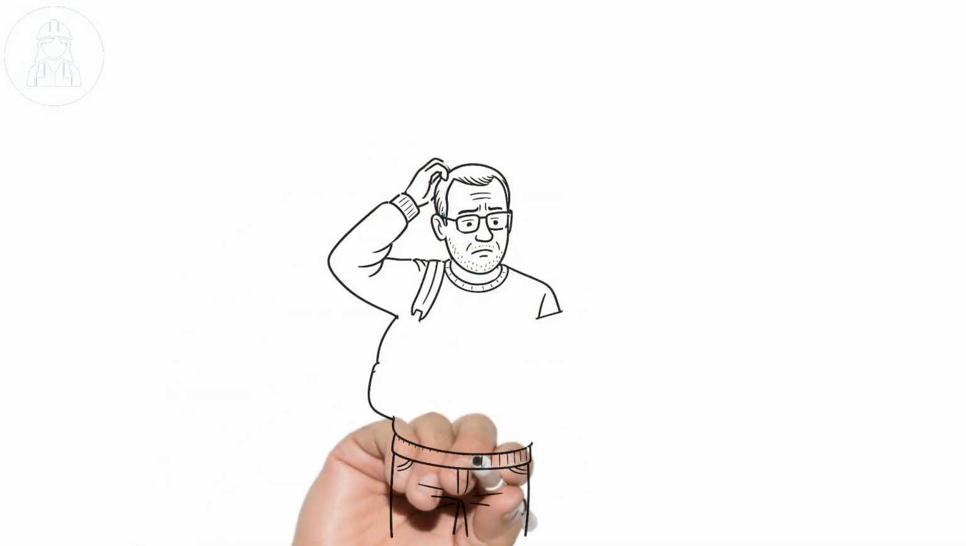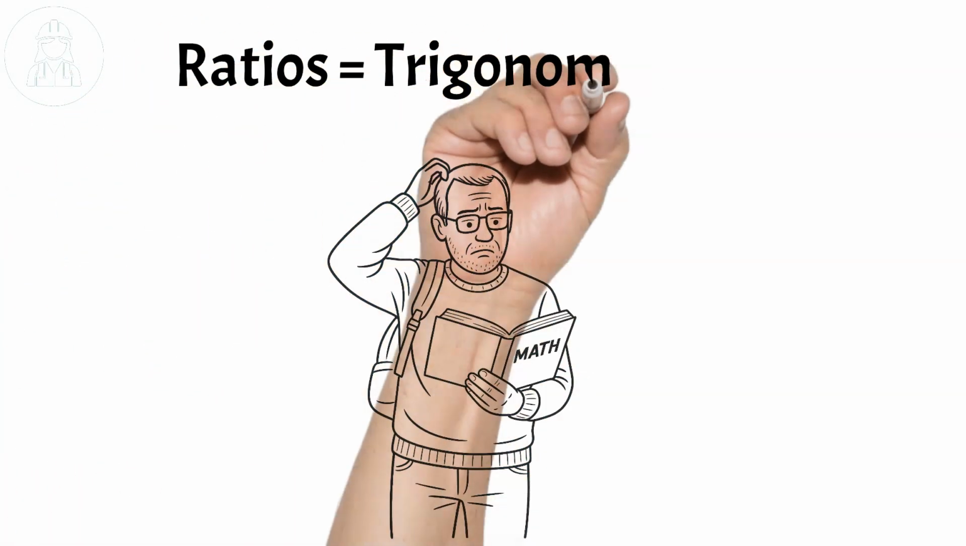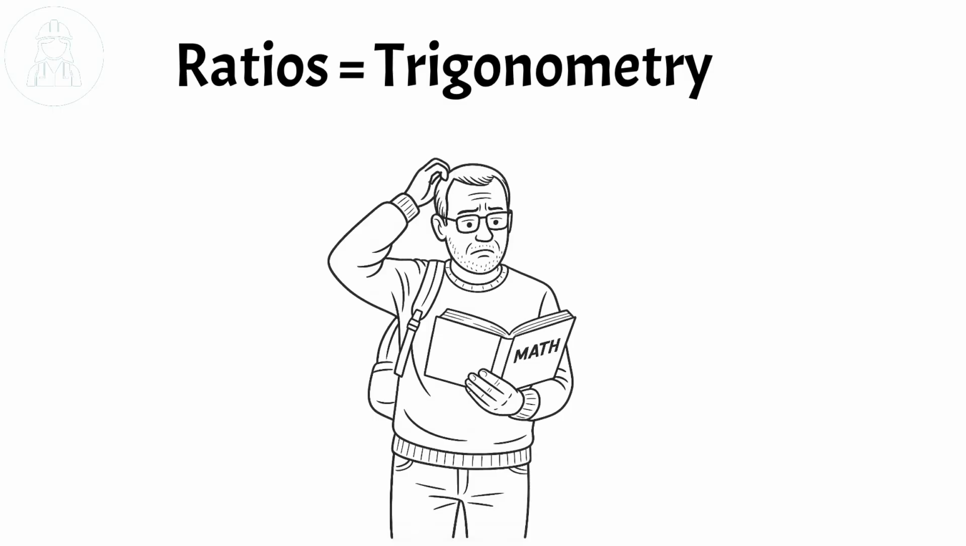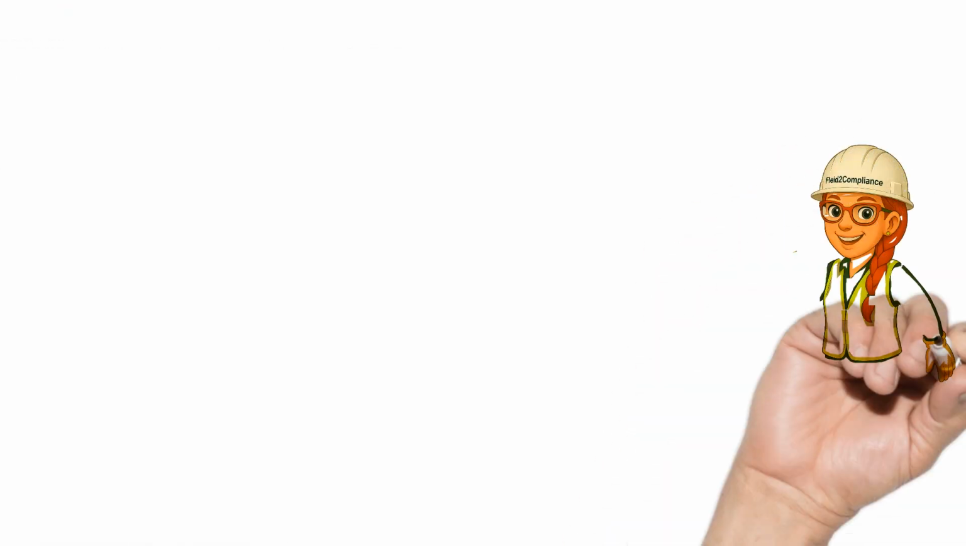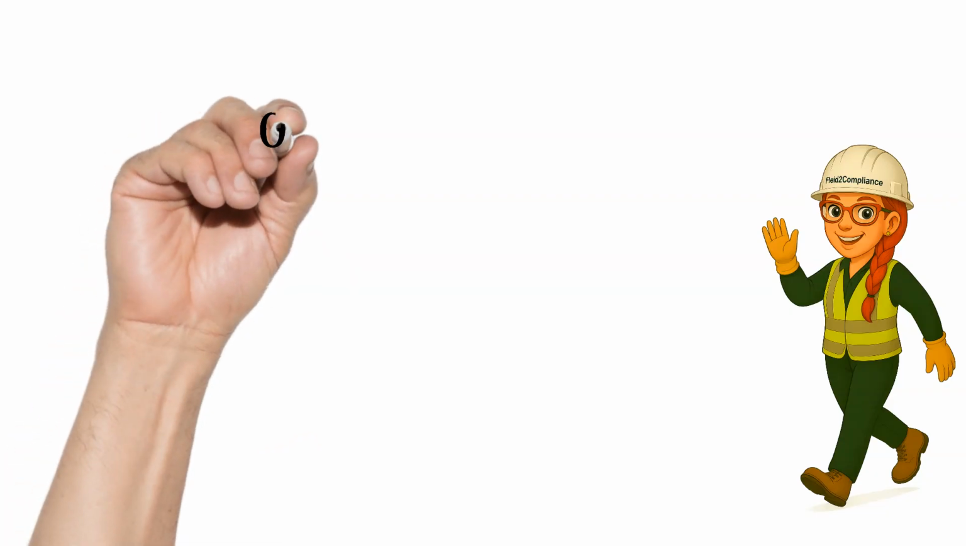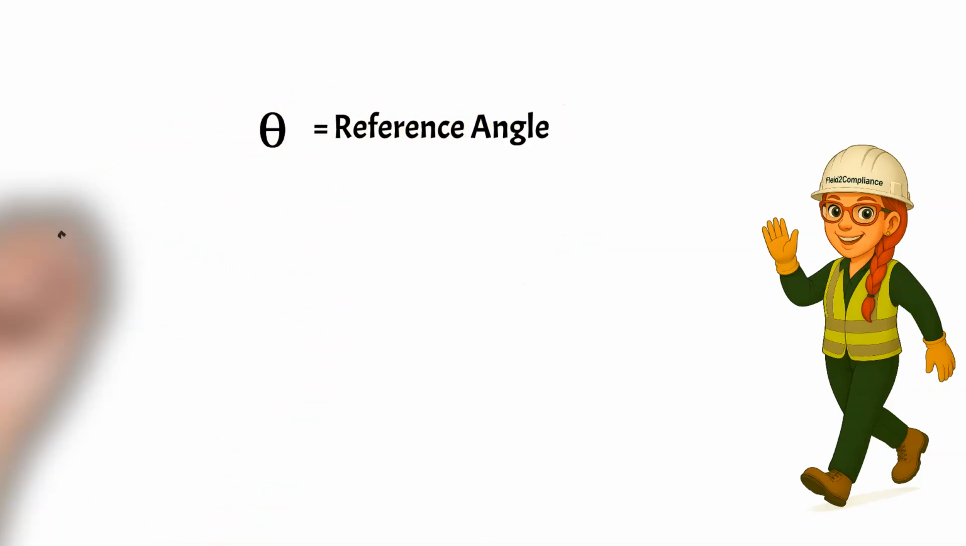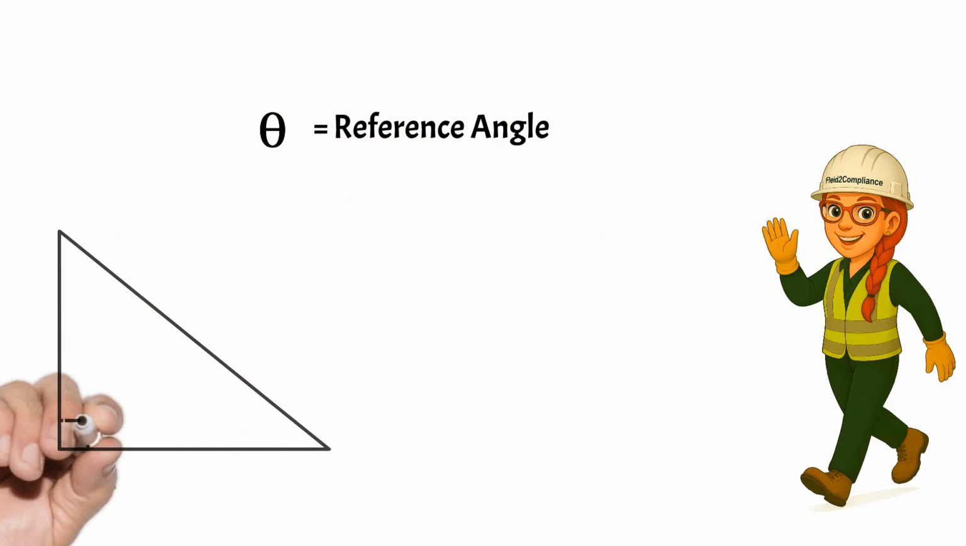Trigonometry can feel intimidating, but it's really just about comparing sides of a right triangle. Ratios, not rocket science. Let's walk through this step by step. In a right triangle, we always have three sides.